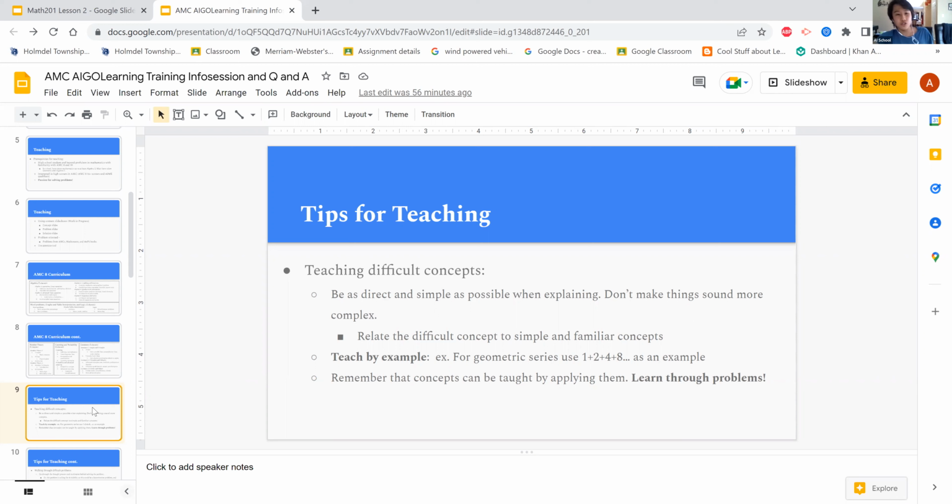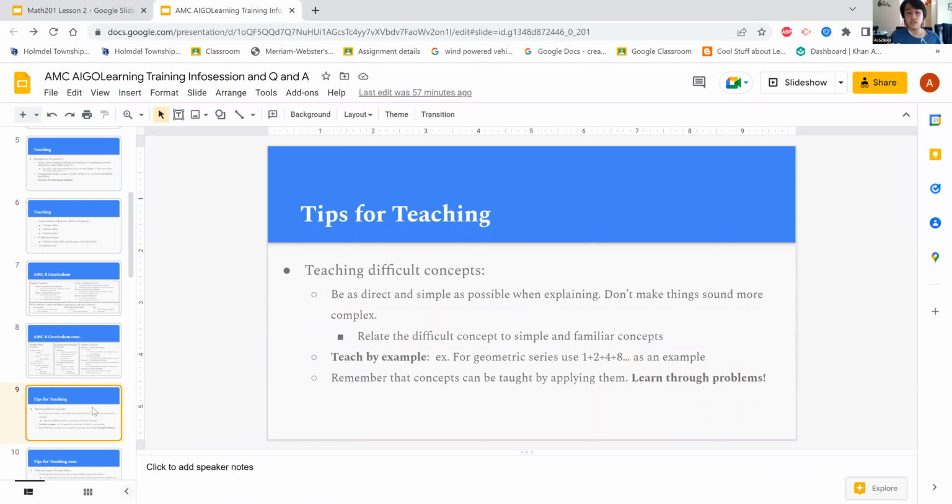So when you're explaining a triangle for the first time, don't say it is a 3-sided polygon whose angles add up to 180. Just say it's a 3-sided shape and give an example. And relate difficult concepts to similar and familiar concepts. Going back to the triangle example, you can relate polygons to triangles. This is a rather simple example, but you can say a triangle is a 3-sided polygon, and a square is a 4-sided polygon. So relate difficult concepts to similar and familiar concepts.